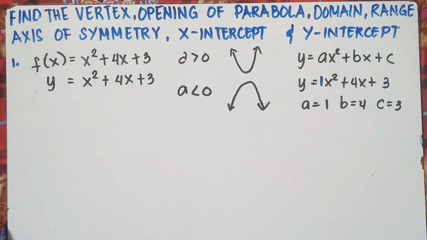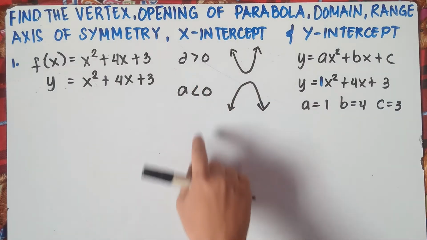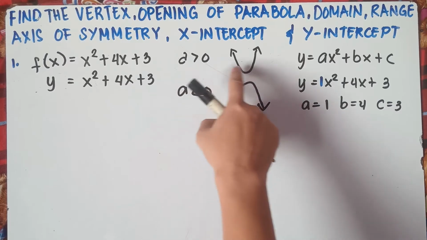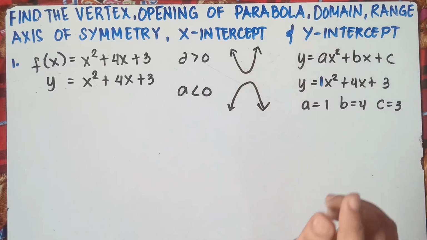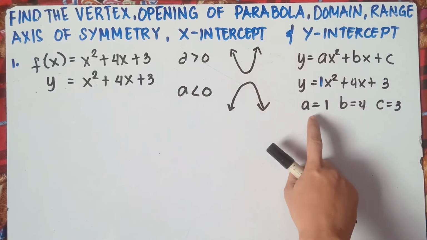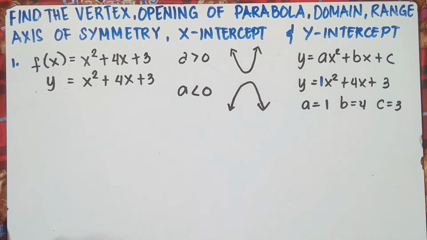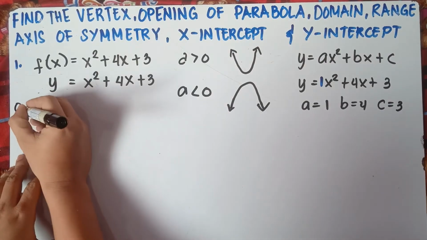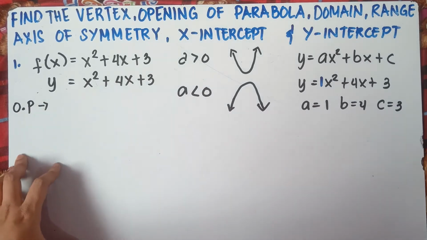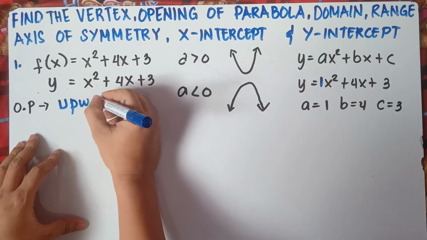In this example, our a is 1. Is 1 greater than 0 or less than 0? That's correct, 1 is greater than 0. Therefore, our parabola opens upward. Once again, class, if your a is greater than 0, your parabola opens upward. So for the opening of the parabola, we'll just put OP, opening of parabola, that would be upward. Our first answer is upward. Easy, right?